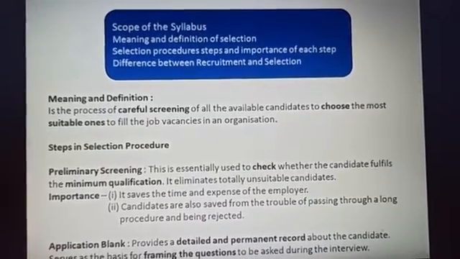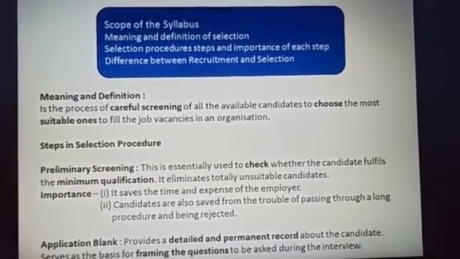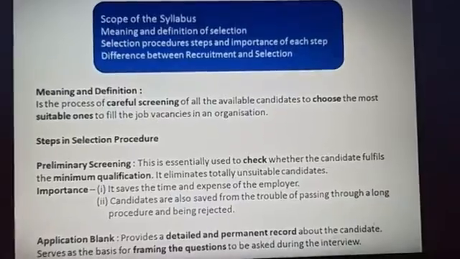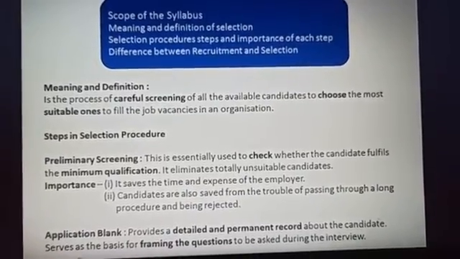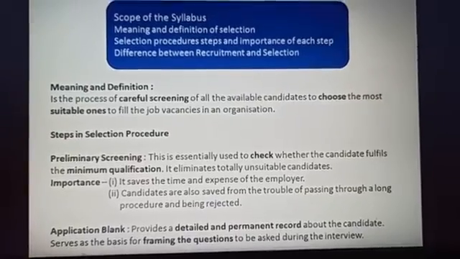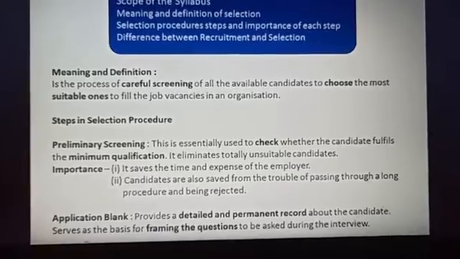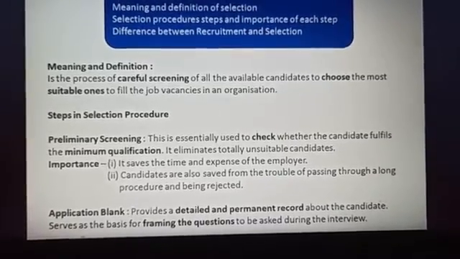Meaning and definition. Selection is the process of careful screening of all available candidates to choose the most suitable ones for filling up job vacancies in an organization. In order to carry out this process of choosing suitable candidates, we may follow these steps.